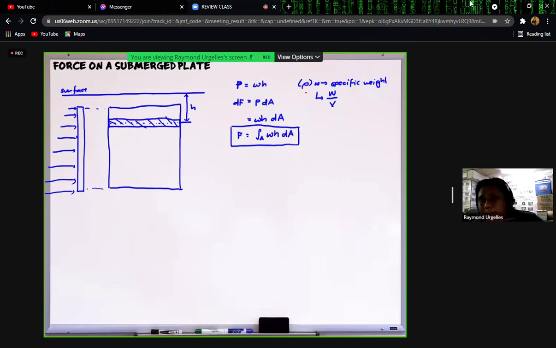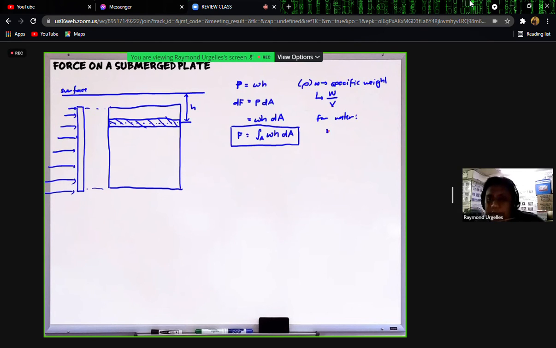Pero sa lecture namin usually omega yung ginagamit namin kasi yung rho is para sa mass density. Kaya yung omega yung ginagamit namin for specific weight. Pero sa ibang problem makikita niyo nakalagay is rho. Pero makikita natin yung unit is weight, halimbawa newton, so naka-newton per cubic meter, so omega 'yun. Pag pounds per cubic foot, omega 'yun.